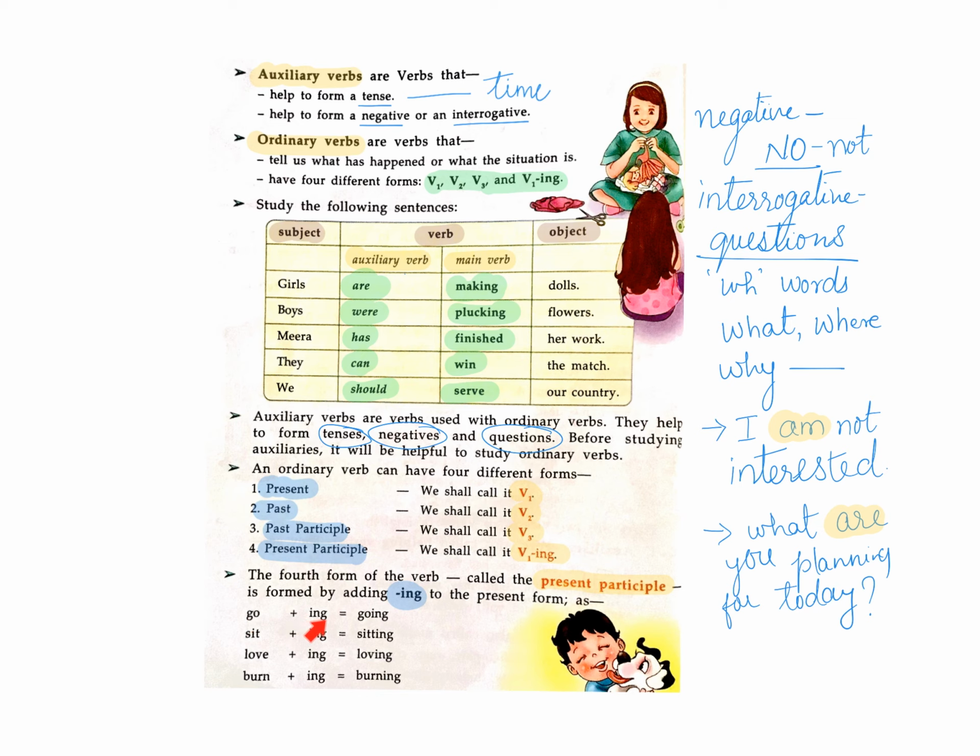Go plus ing will become going. Sit plus ing will become sitting. Love plus ing will become loving. Burn plus ing will become burning. Let us frame some sentences with this example. He is going to school. She is sitting on the bench. My mother is loving. He is burning fire.